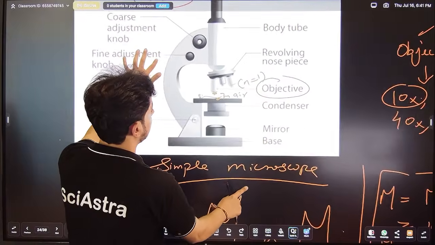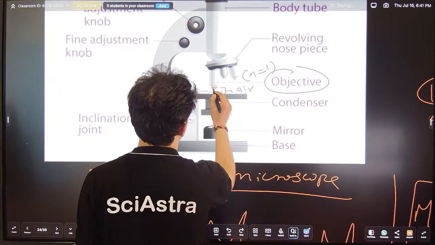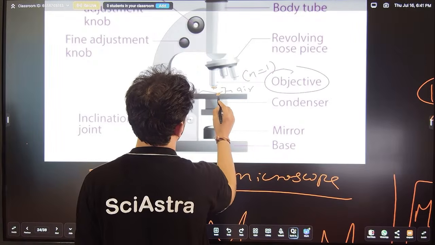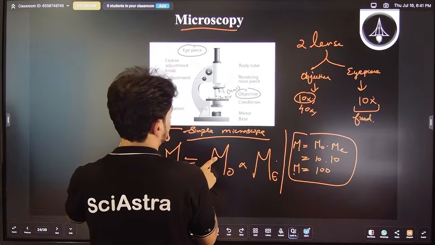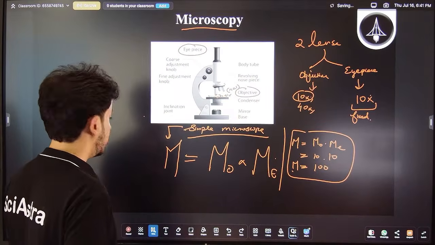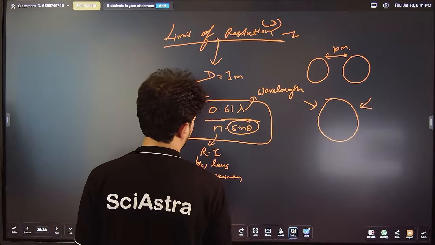I hope this is clear. If you have this objective lens and this is the specimen, the medium between the two, that is the air, has a refractive index of 1. That is the n in the formula. And now what is sine theta?